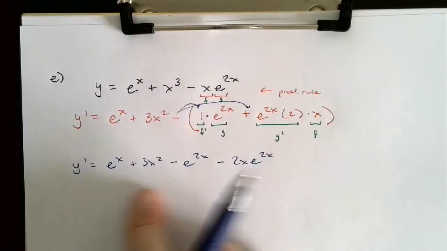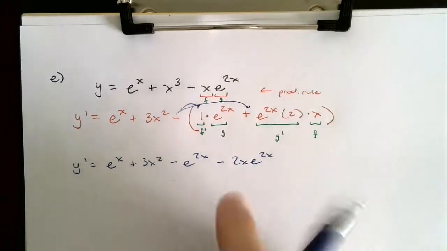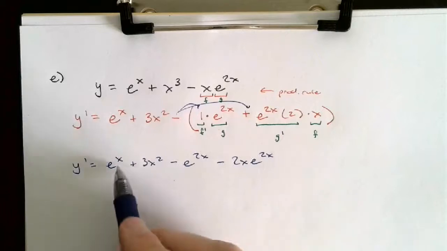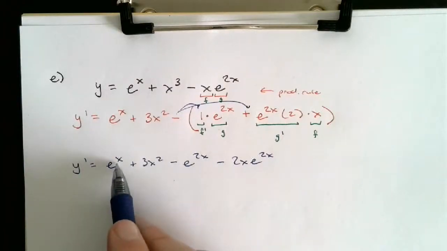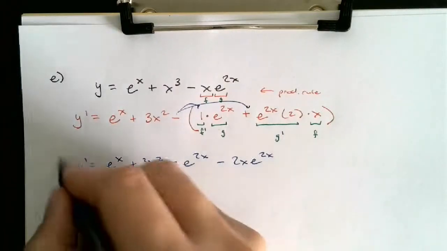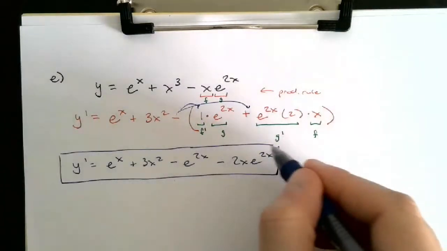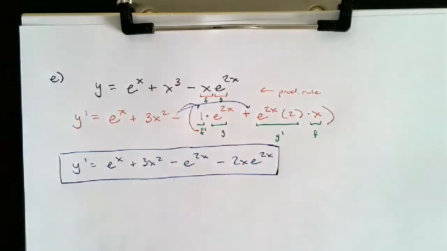And are any of these like terms? Well, no. These aren't like terms because this has an x and this doesn't. These aren't like terms because the exponents on the e are different. So you leave it. There's nothing else to do with this. This is the function for the derivative.